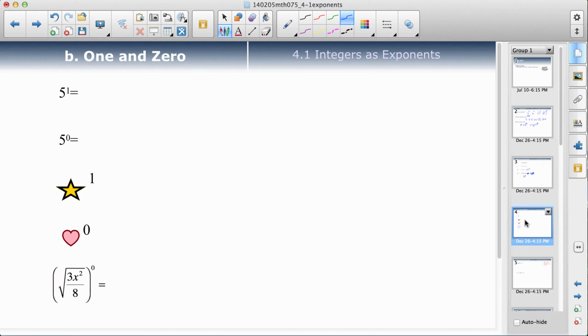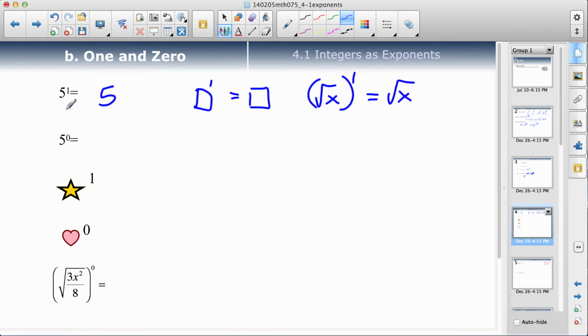Be careful with that. Now, there are 2 special occasions with exponents that you need to remember. If you ever have anything to the first exponent, it just means it's that number. So if you have a box to the first, it just means you have a box. If you have the square root of x to the first, it just means you have the square root of x. The other one is if you have something to the 0 power. Anything to the 0 power, doesn't matter what it is, always equals 1. Okay? So star to the first, that's just a star. Heart to the 0, anything to the 0 power is 1. This whole convoluted thing, if it's raised to the 0 power, it's equal to 1. And remember that when we're looking at some questions.